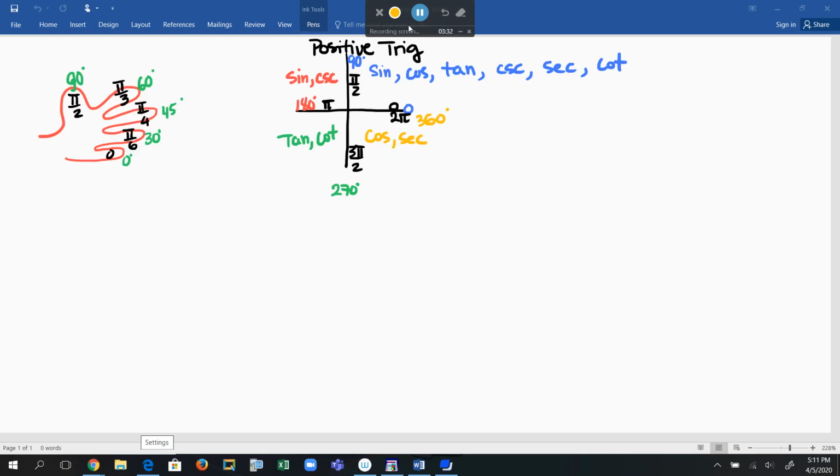Now let's begin with the first example. Before we move on, I'm going to give us three more hints. If we want to use the hand trick, then for the sine of an angle, I'm going to call this angle theta. For sine, we want to take the square root of the below fingers.